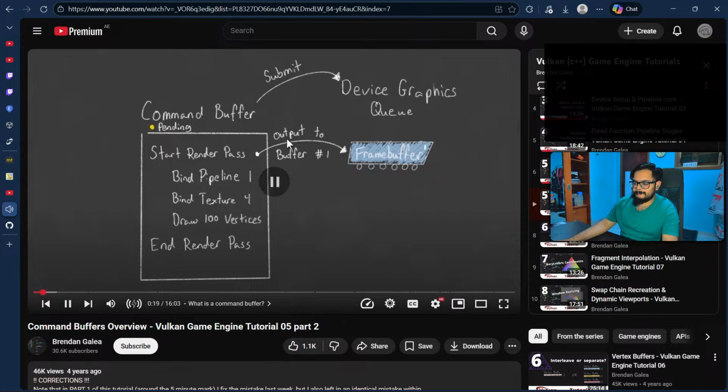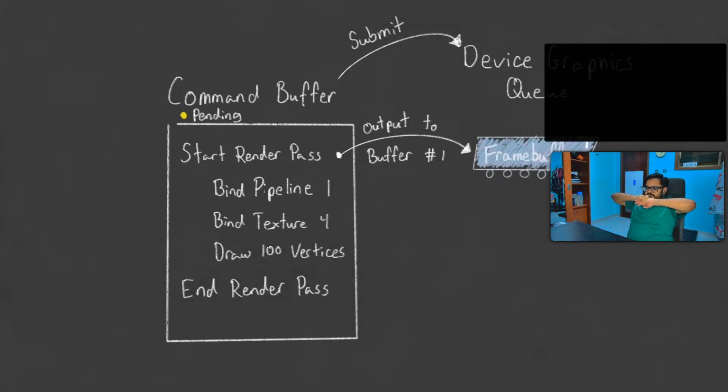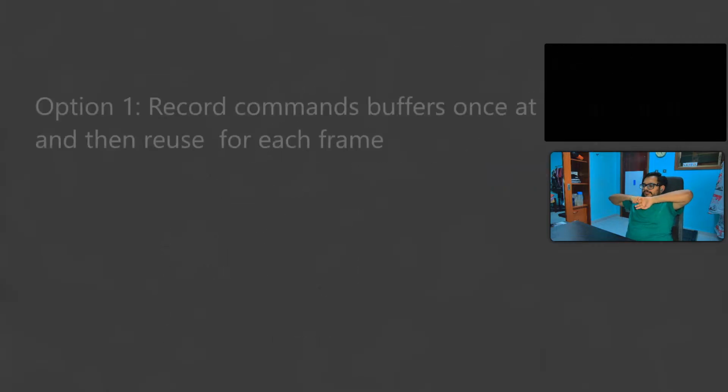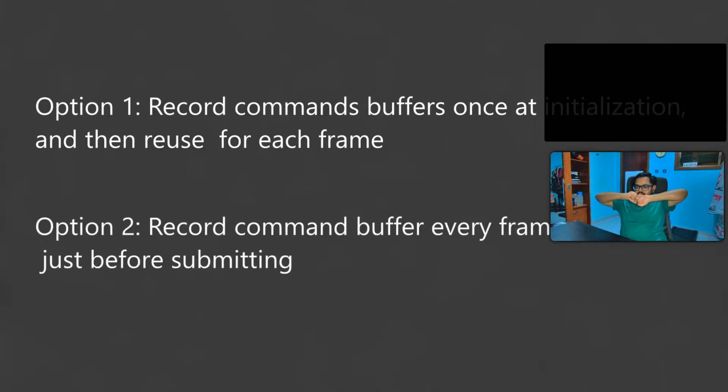Command buffers allow a sequence of commands to be recorded once and then reused for multiple frames. This is opposed to APIs like OpenGL, where draw commands would need to be repeated every frame. For now, we're going to record the command buffers once at program initialization, and then reuse them for each frame. Another option would be to re-record a command buffer every frame, which I cover a few videos from now.